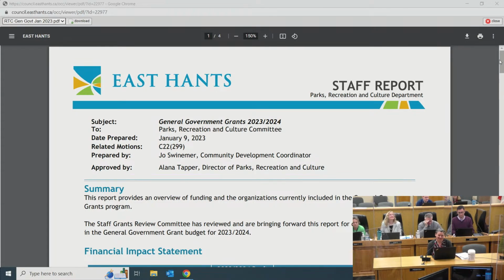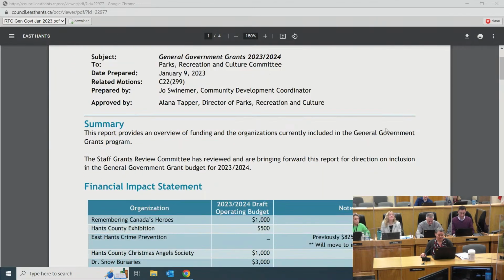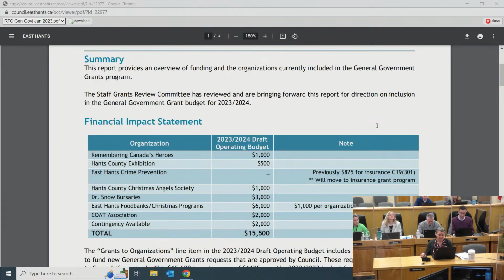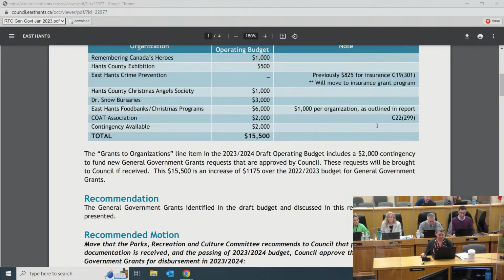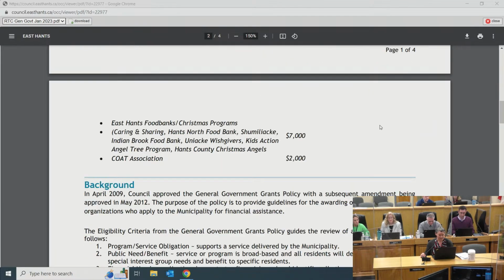All right, so thank you, Mr. Chair. The second report is the General Government Grant Program. This is our smaller grant, again with annual returning submissions, and I'll just quickly go through the organizations involved in this one. We'll see the funding recommendation for the 23-24 draft budget is quite comparable to last year. We're recommending the addition of one group, and I'll explain that further down.